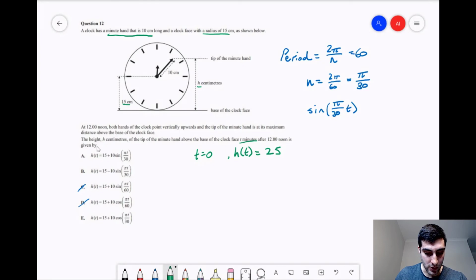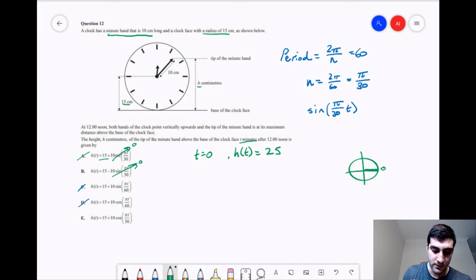Now if we go through these functions to confirm which of these would be correct, we know that a sine function on the unit circle, when t is equal to 0, puts the angle here. So that's a horizontal component. So the sine of a horizontal component is 0. So therefore this here would be 0, which means the height is just 15. So it can't be A. B is in the same boat because the sine term, when t is equal to 0, goes to 0. And again, we've got the height of 15, so that's not right.